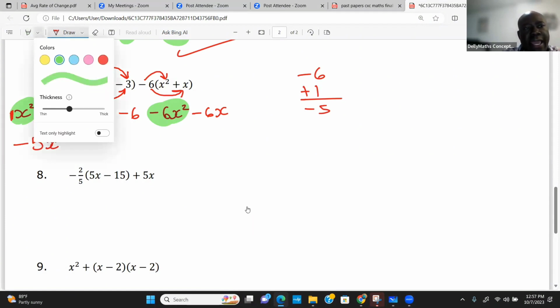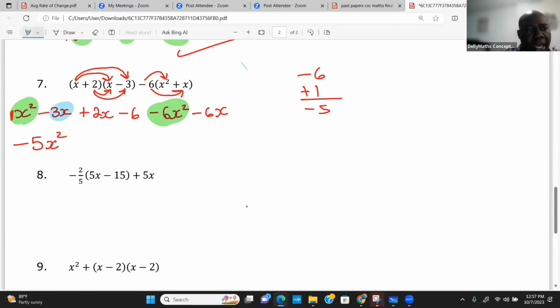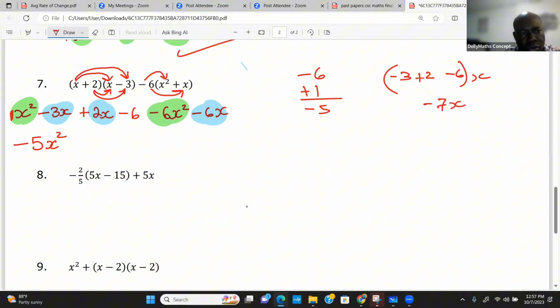For the other things that are like, for example, the x's, I'm looking at -3x, positive 2x, -6x. So let's put them together. We're talking about -3, positive 2, and a -6. And this is going to be my x term, right? So we're talking about -9. So that's -7. So this is going to give me a -7x. So we have a -7x coming out.